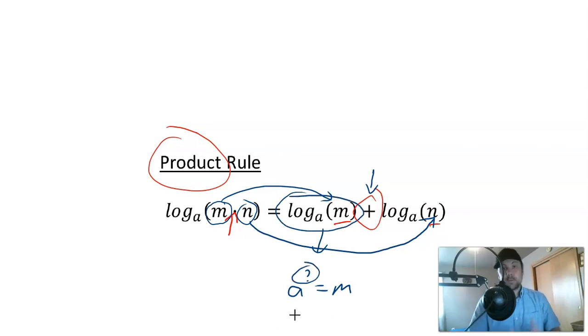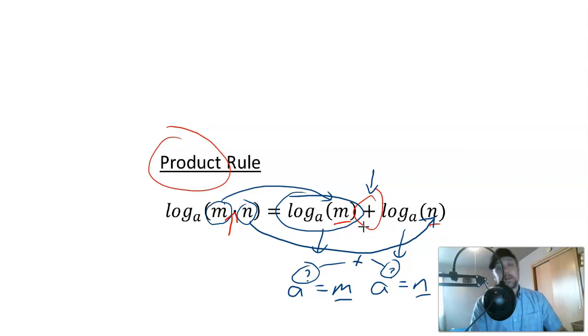That's what the logarithm is representing. It's representing that exponent of how many powers of a it takes to equal m. This logarithm here, same thing. It's how many powers of a does it take to equal n. If you're going to multiply these two things together, what would you do with these exponents? You would add these exponents.